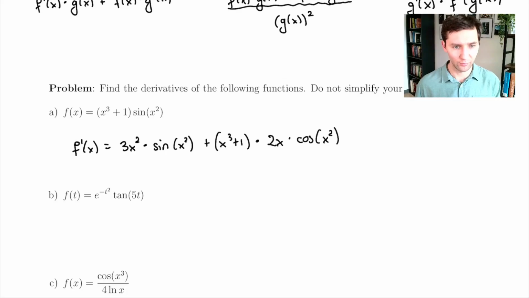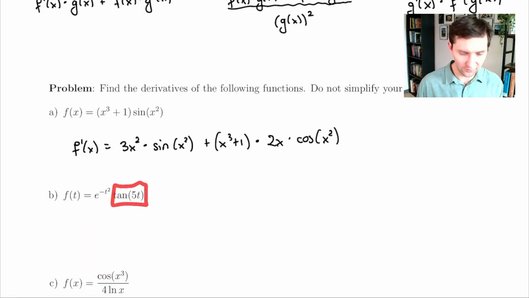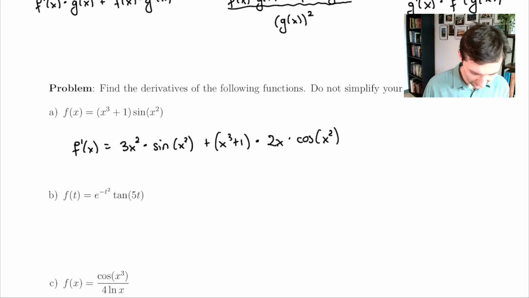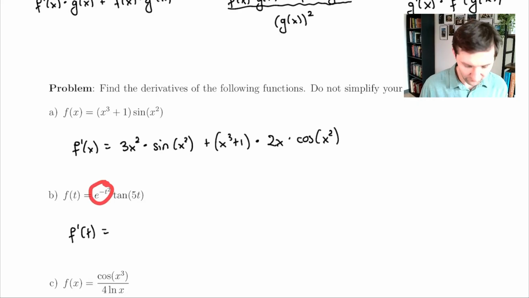In the second example, I also have multiplication of two functions. The first function is a composition of two functions. The second function is also a composition of two functions. So while taking the product rule, I will have to remember to use the chain rule inside of the product rule. And I get f prime of t equals the derivative of the first function.